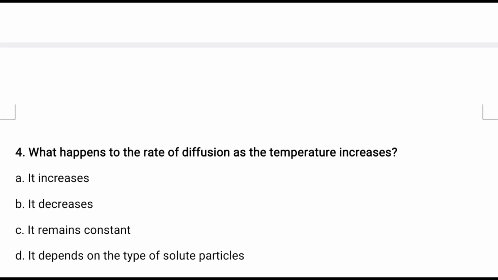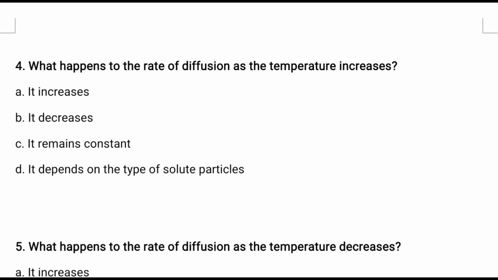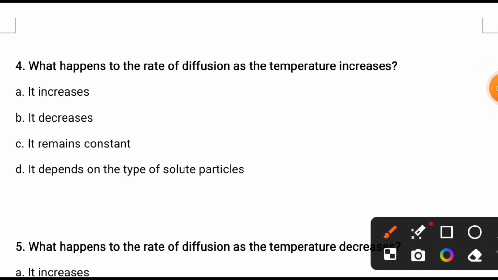Let's see the next question. What happens to the rate of diffusion as the temperature increases? The options are: it increases, it decreases, it remains constant, it depends on the type of solute particles. If temperature increases, the diffusion rate also increases. So that is the correct one.